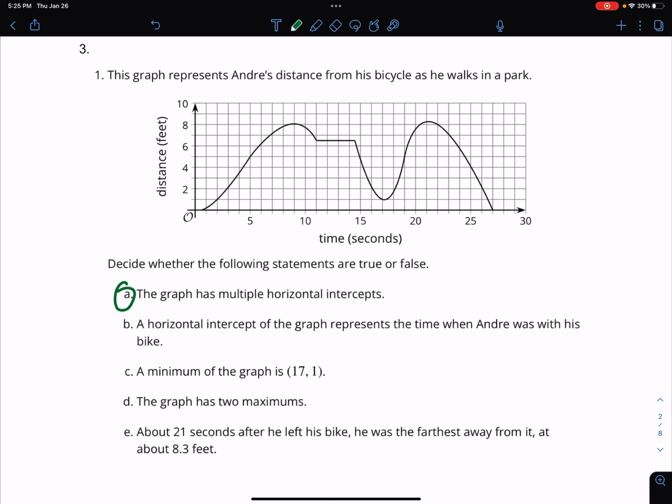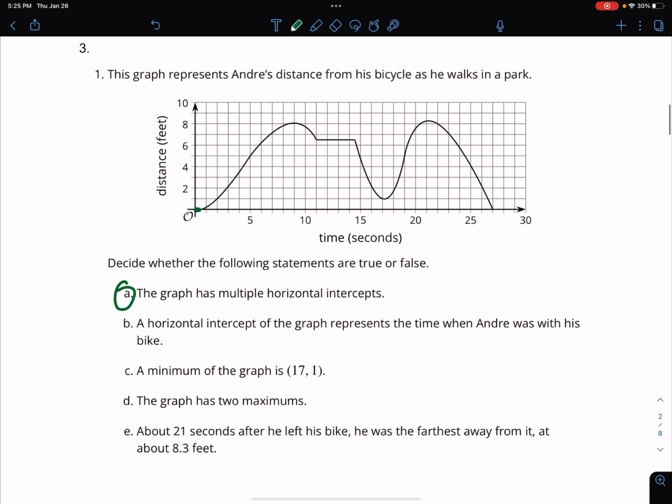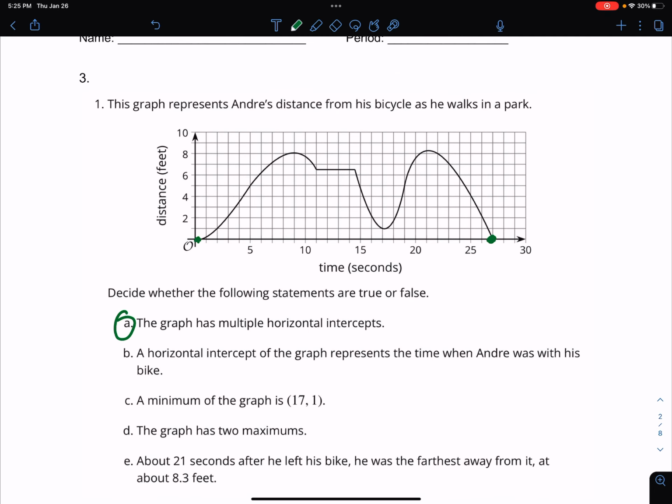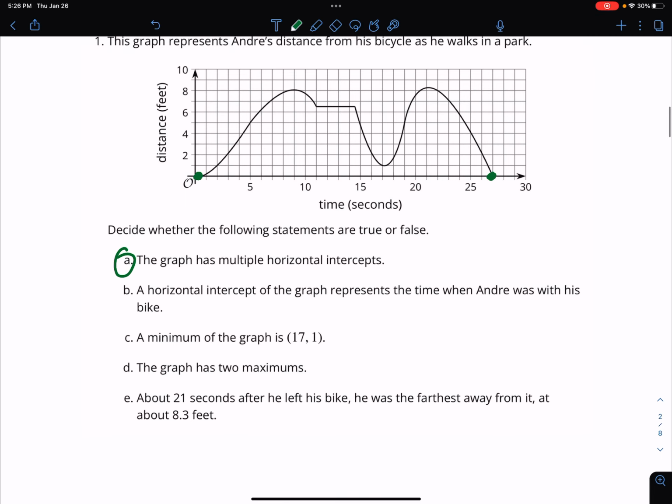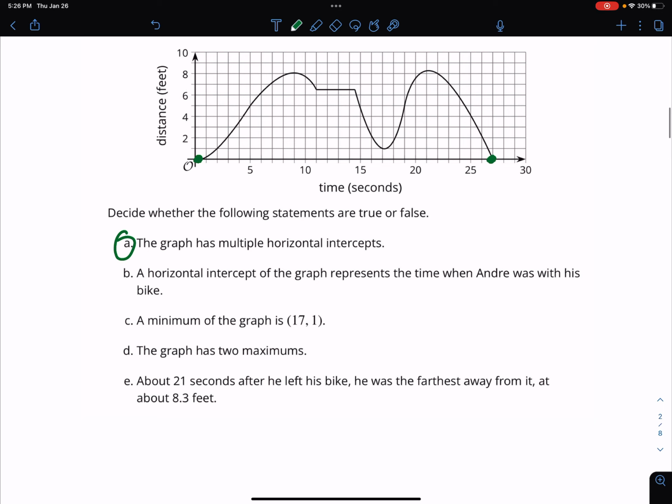Now B, a horizontal intercept of the graph represents the time when Andre was with his bike. Yes, the horizontal intercept is where y equals 0, or in this function notation, where d of t equals 0. If we read the graph, it says that this graph represents the distance from his bicycle. So here he was at these green dots at 0, 0. He was with the bicycle. And after 27 seconds, he was with the bicycle. So let's take a look. That's true. B is going to be true. I'm going to circle that one.